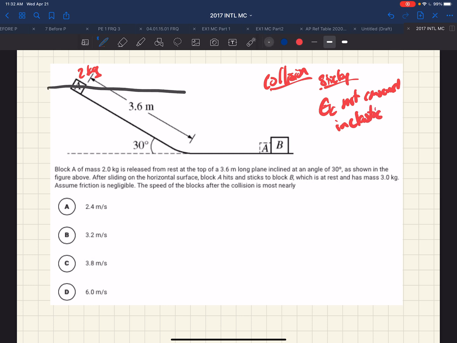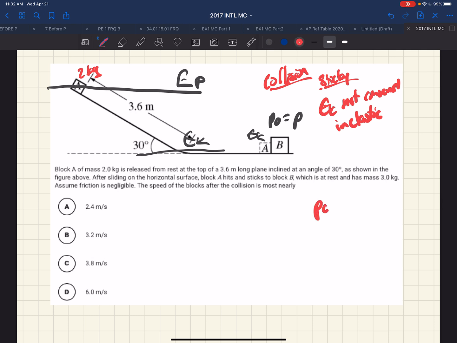Those are the things we should know and recognize right off the bat. Well, we know we have potential energy up here, and that's going to be converted to kinetic energy here, which will be the same kinetic energy here, and then conservation of momentum takes over. And so we're asked, what is the velocity at the end?